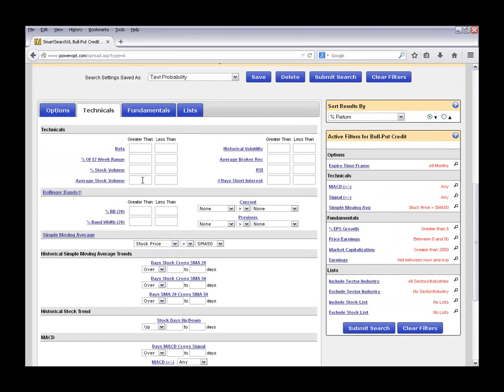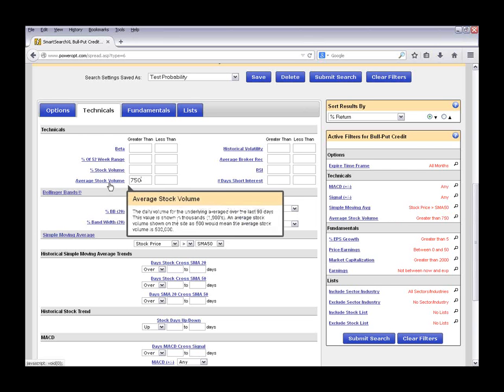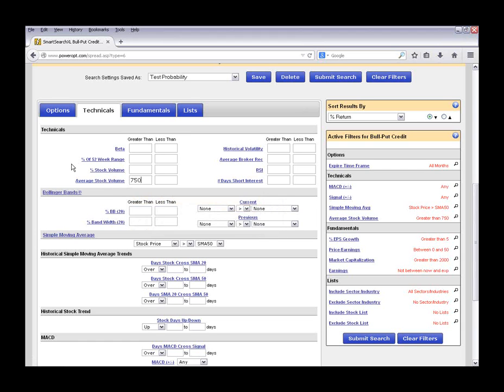In addition to that, with using the market cap there of mid to large cap stocks, I also probably only want to see stocks that have a good average stock volume. And the average stock volume here, this is an average of the last 90 days, so I'm going to look for an average stock volume of 750 to blank. It's measured in thousands, so I'm only looking for securities that average 750,000 shares traded per day over the last 90 days. Now that sets up our security selection.